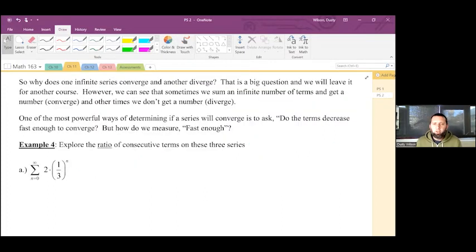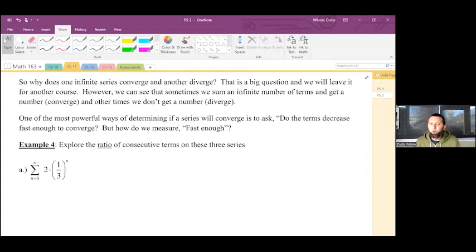So why does one infinite series converge and another diverge? That is a big question, and we're going to leave it for another course. However, we can see that sometimes we sum an infinite number of terms and get a number, that is, it converges. And other times we sum an infinite number of terms and we don't get a number, it diverges. One of the most powerful ways of determining if a series will converge is to ask, do the terms decrease fast enough to converge? That's great, but how do we measure fast enough?